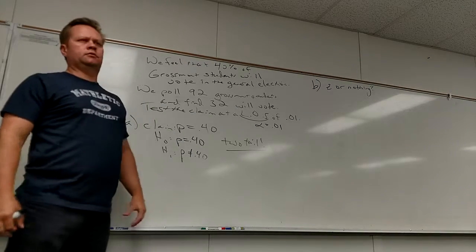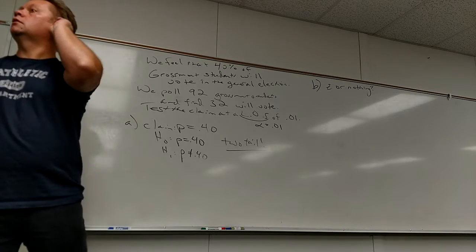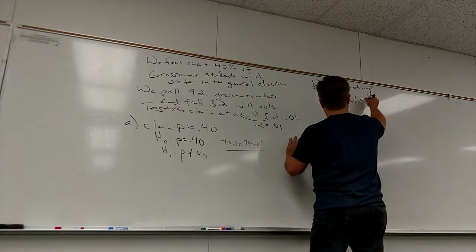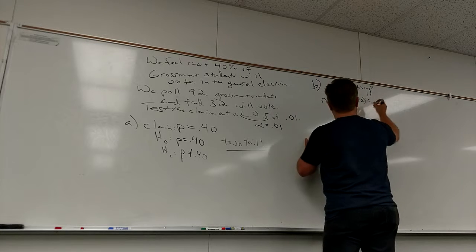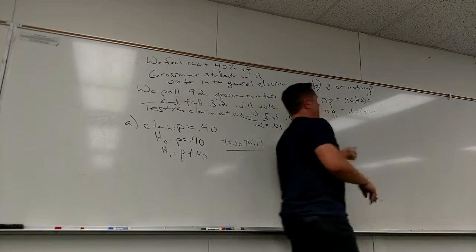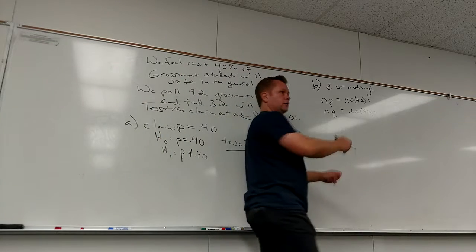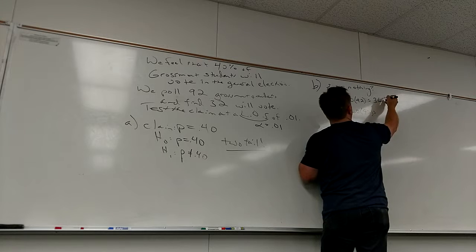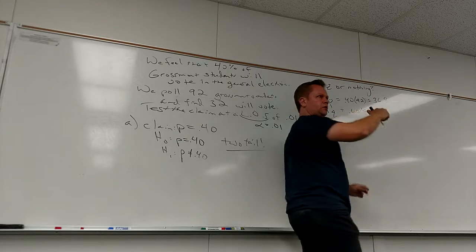So what do I check? Okay, so I check np: 0.4 times 92, equals something or other, and nq, which would be 0.60 times 92. So what's that, 36.8? Is that right?